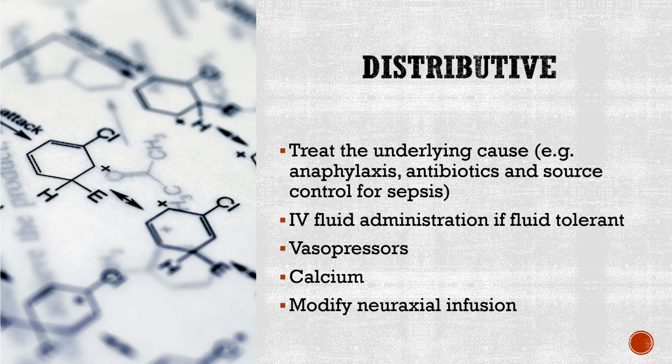So how do we approach the management of distributive shock? Of course, it is important to treat the underlying cause, such as, for example, epinephrine for anaphylaxis and removing the offending insult, antibiotics and source control for sepsis, IV fluids if the patient is deemed to be fluid tolerant, vasopressors, calcium, and modifying neuraxial infusion if it is present and considered to be a potential contributor to the hypotension.